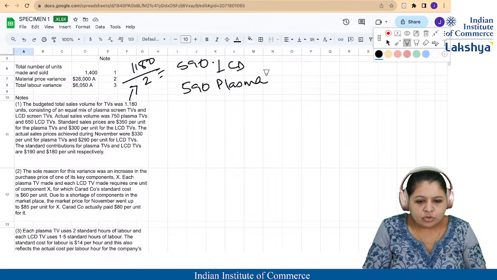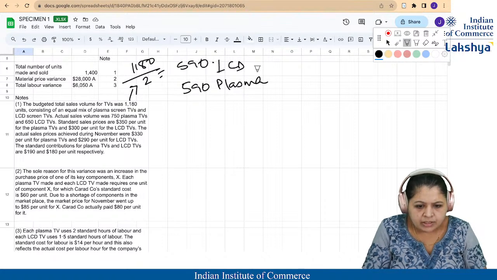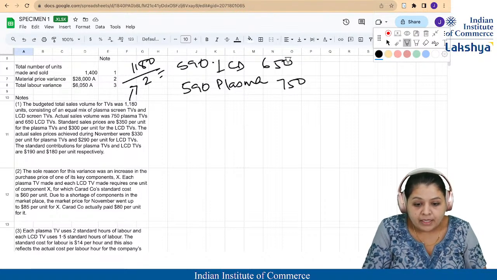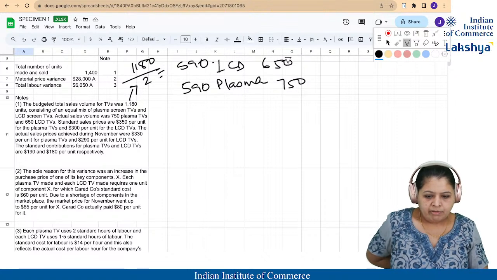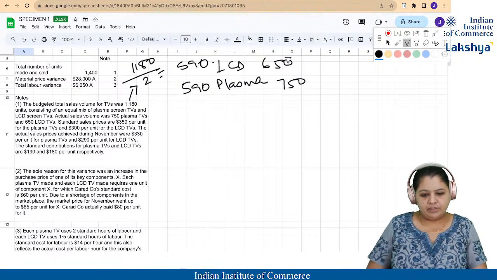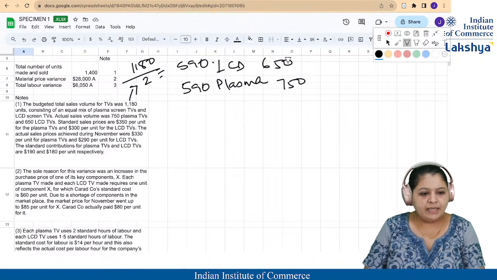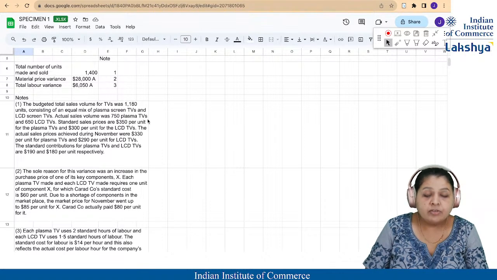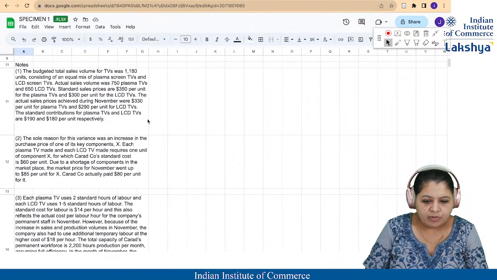But they actually sold how much? They sold plasma 750, LCD 650. Okay. The prices have been given here, and the actual sales for November have also been mentioned. The contribution has also been mentioned. So, pretty good. A lot of information has been gathered. The next is a material price variance of 28,000 adverse and then a labor variance of 6050 adverse. Let's find out what's the problem.